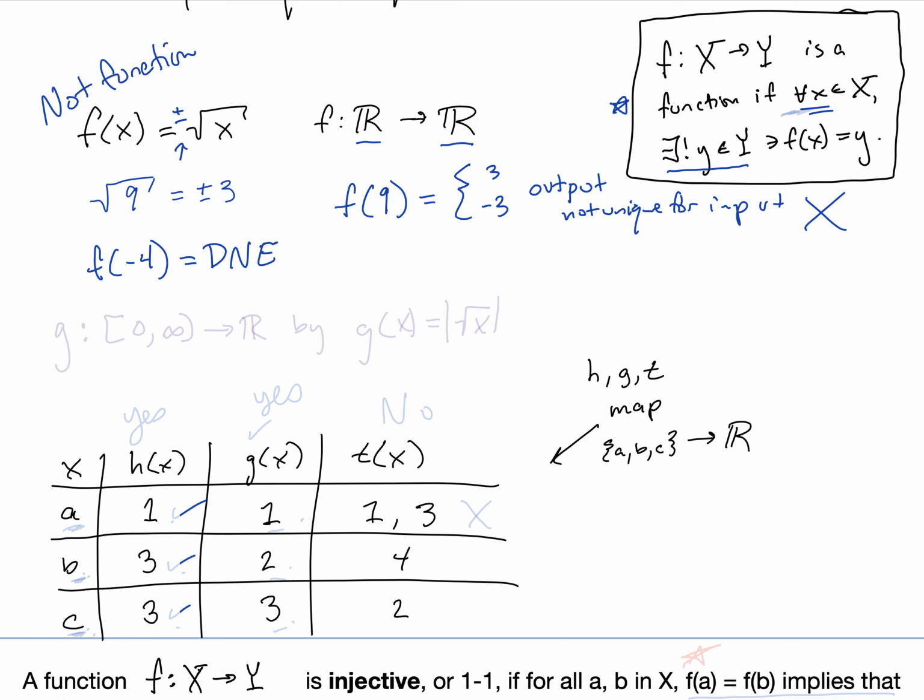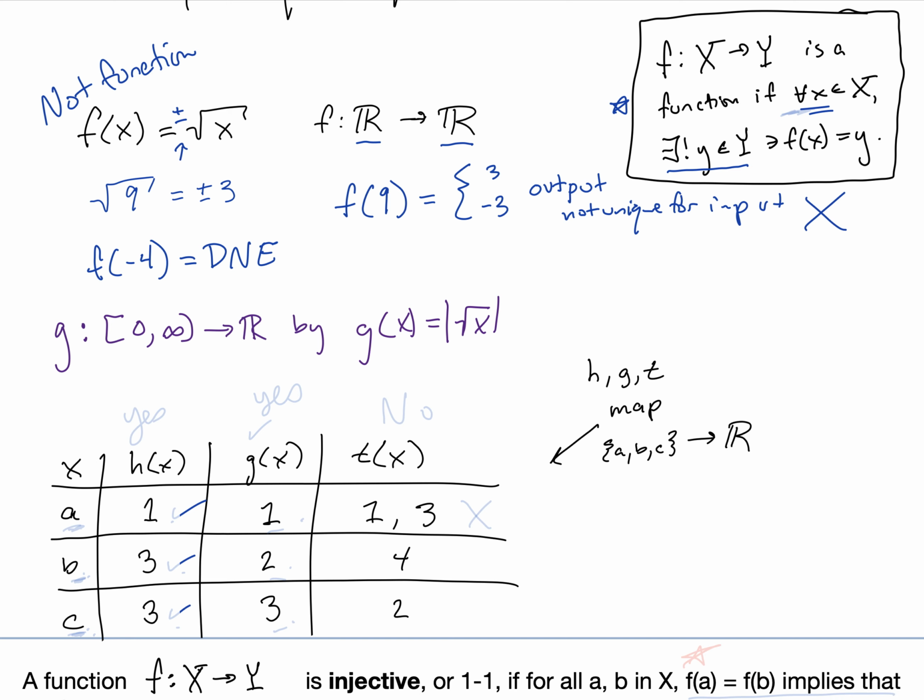If we edited it, we could edit that function to be, say, g mapping the interval from 0 to infinity to the real numbers by, let's say, g of x is equal to the absolute value of the square root of x. In that case, g would, in fact, be a function.